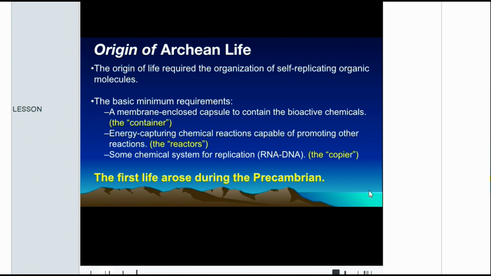So life requires a couple of things. It has to be organized, and it has to be self-replicating. It also has to be organic. So there are 3 things you have to have in order to create life. You have to have a container to keep it in. You have to have some type of reactor to tell all the chemicals in the container to work together. And then you have to have some way of copying it.